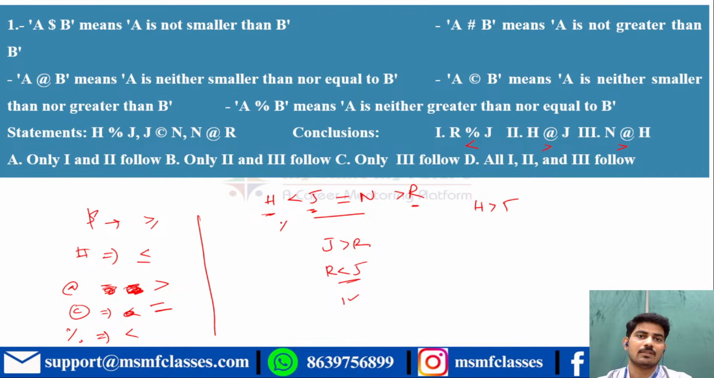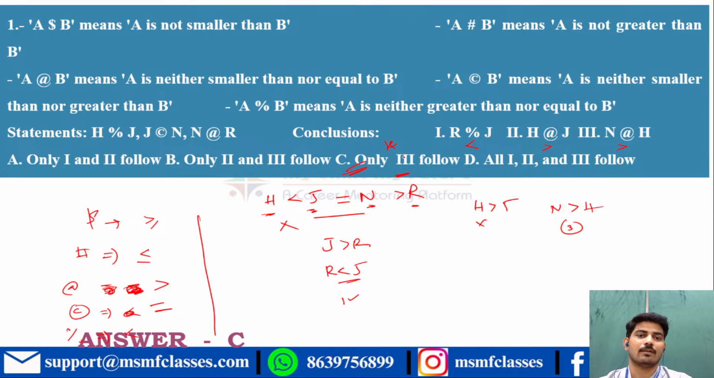So let us go for the next conclusion. N greater than H. Okay, N was present here and H was present here. So N greater than H will be the correct one. So conclusions 1 and 3 will follow here. That is option C will be the correct one here.